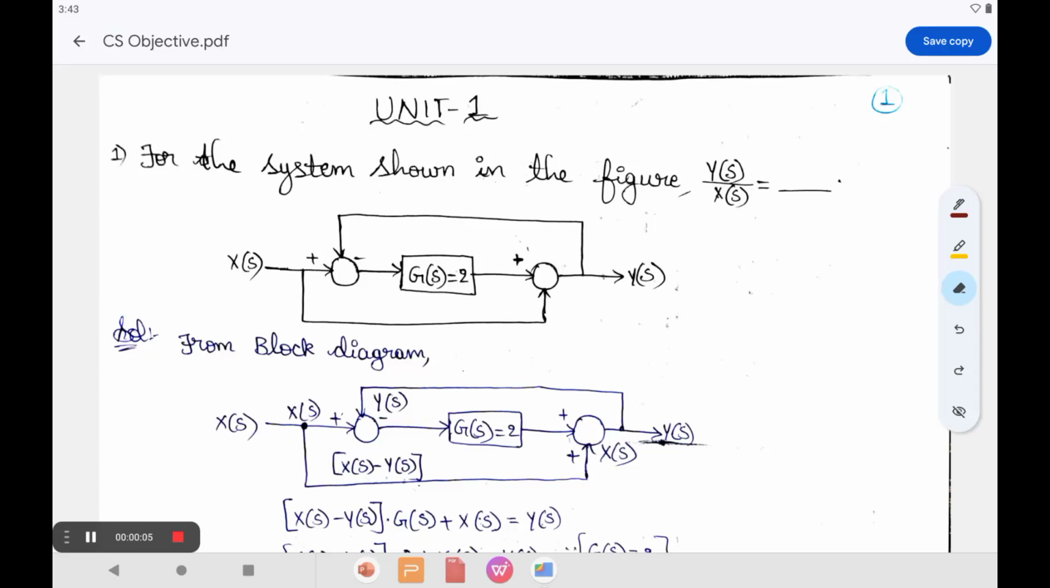In this video, we are going to start our discussion on important questions in control systems, whether it may be useful from the GATE point of view or from the objective or MCQ point of view.